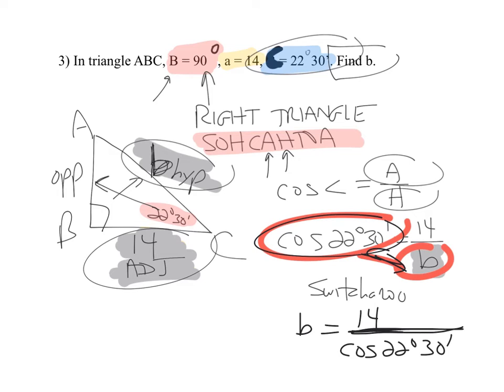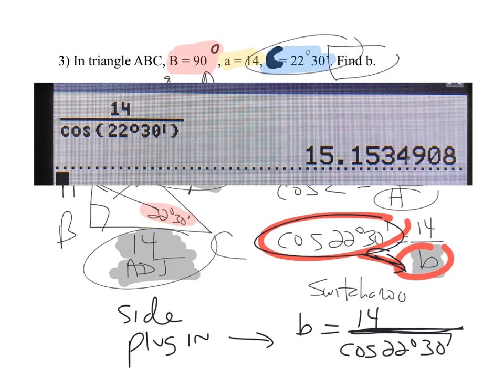So here, since I'm solving for a side, all you do is just plug in. We don't have to do second and DMS. We're just going to plug in 14 over the cosine of 22 degrees and 30 minutes, and we're rounding to the nearest tenth since we're finding a side. So here we're going to have 15.2 for side B.